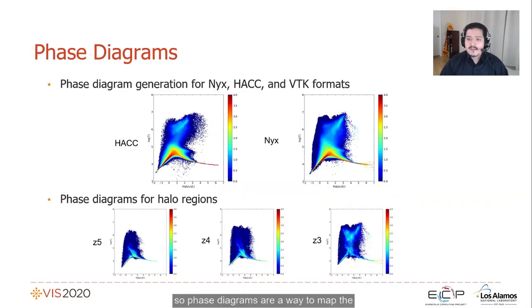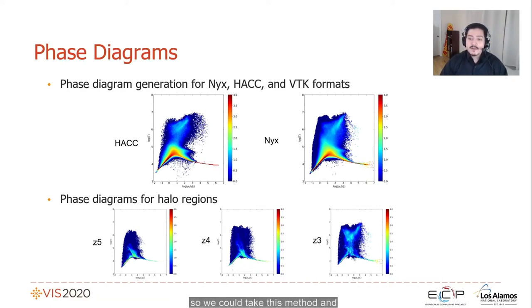So phase diagrams are a way to map the behavior of a simulation and different regions within a cosmology simulation. They are essentially a log density versus log temperature 2D histogram. They're one of the existing methods used for validation, and we've integrated that into our workflow to also compute this.